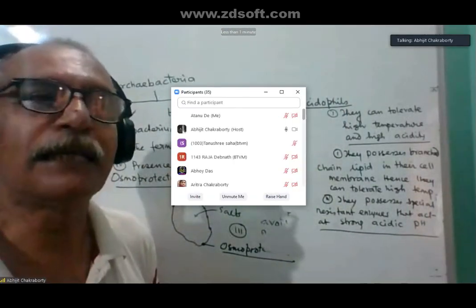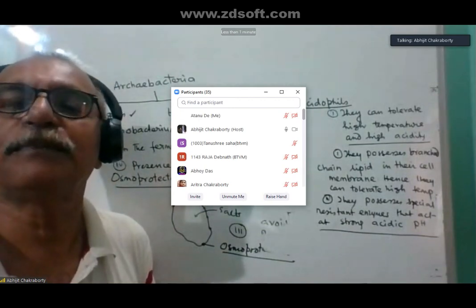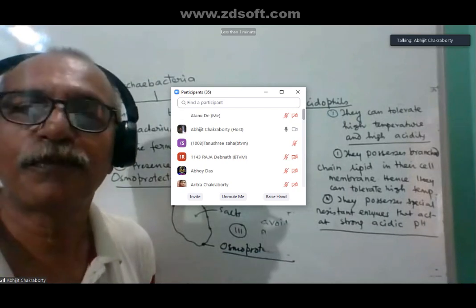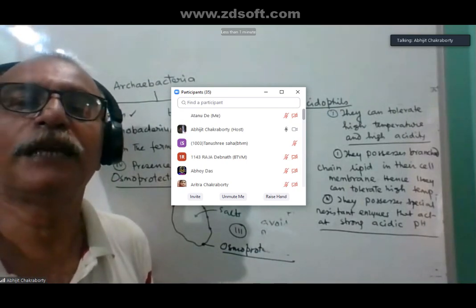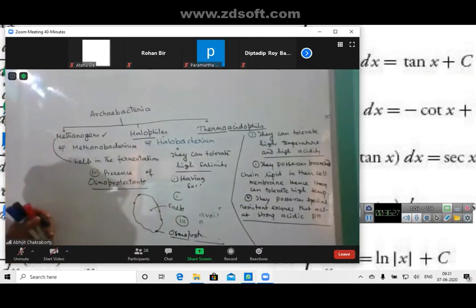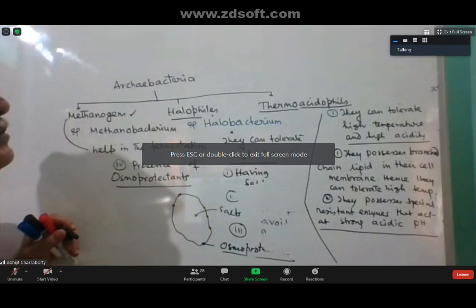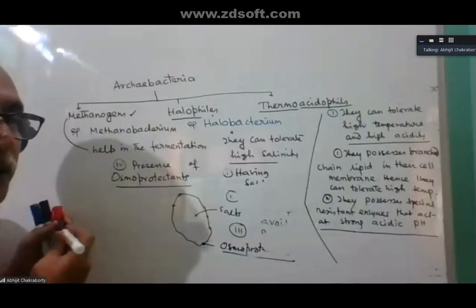So what is pH and strong? Suppose in case of a human being, pepsin can act at a strong acidic pH, almost 1.2. When the concentration of hydrogen ion increases, the pH value decreases. So this is all about the bacteria.